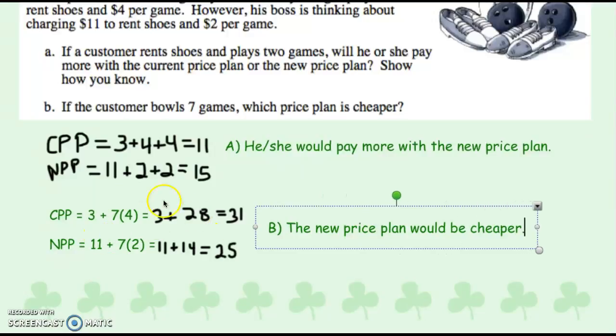So as you can see, when I only bowled 2 games, I had to pay more with the new price plan, but as I play more games, then I pay less with the new price plan.